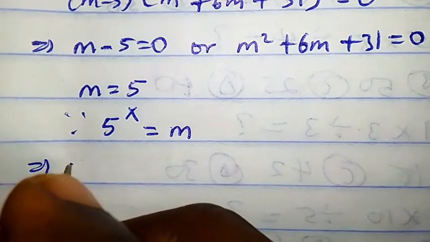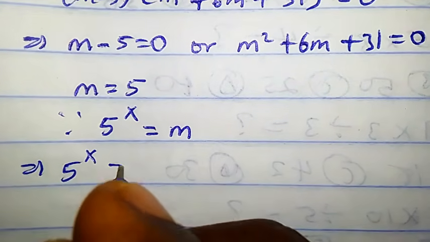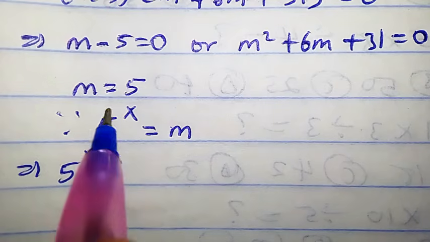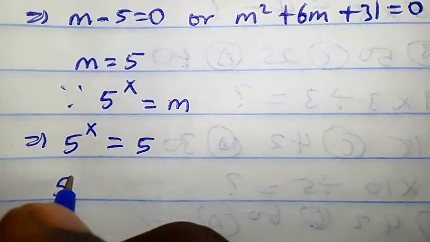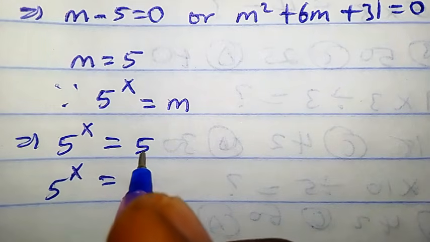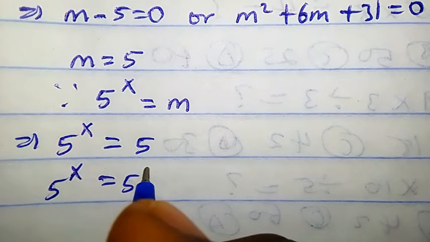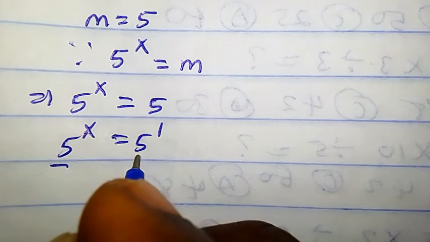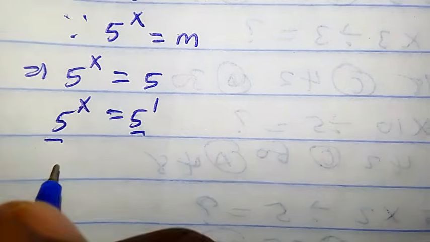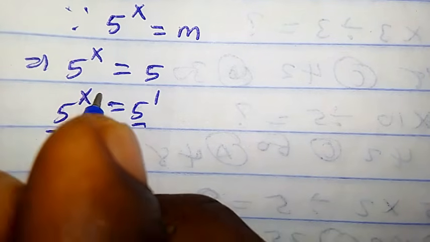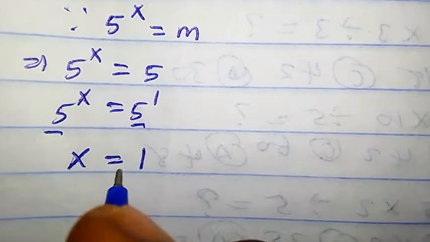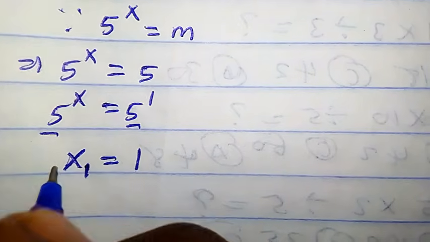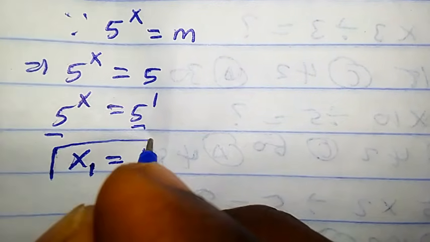Let's continue. This means that 5 to the power of x is equal to, what is m? M is 5. So we have 5. 5 to the power of x is equal to 5 could be written as 5 to the power of 1. Since the base is the same, we can claim that the power must be equal. X is equals to 1. Let's call this x1. This is the first solution.